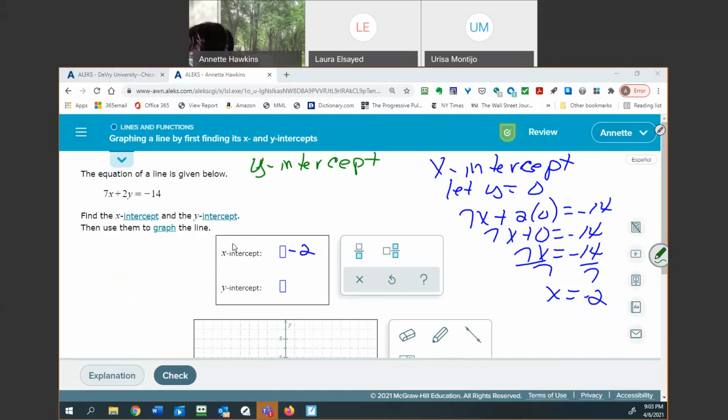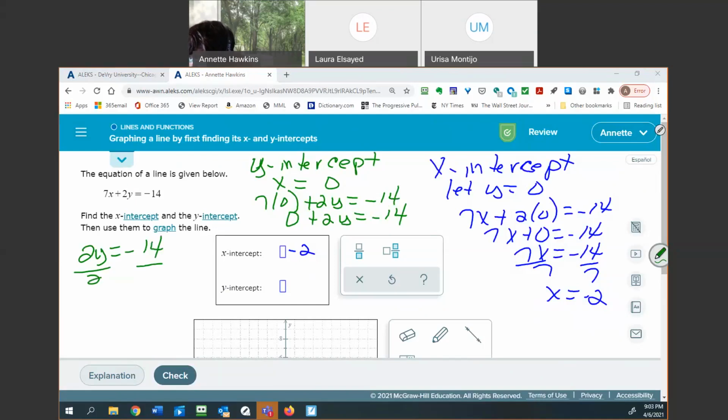All right, to find the Y intercept, X is equal to 0. 7 times 0 plus 2y equals -14. 0 plus 2y equals -14. 2y equals -14, divided by 2, y equals -7. Come here, and we'll put -7. Now, after you tell Alex what the X and Y intercepts are, they want you to graph.